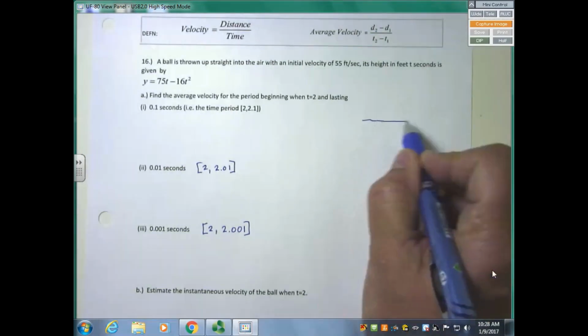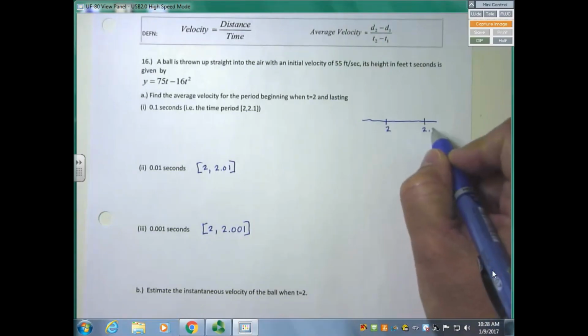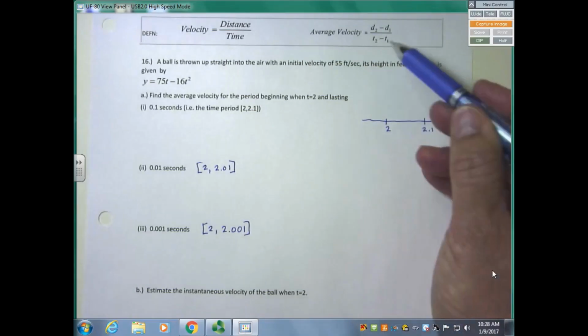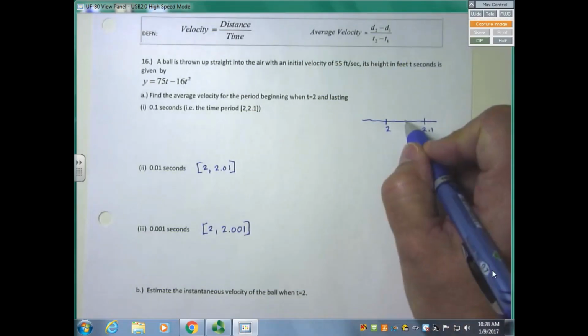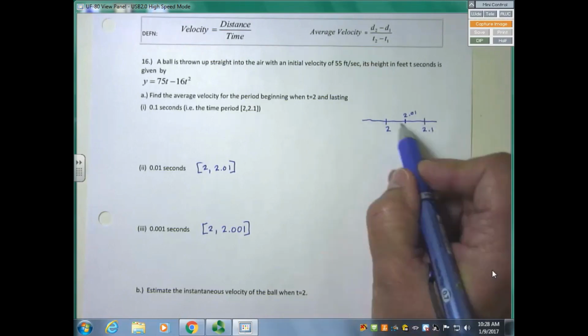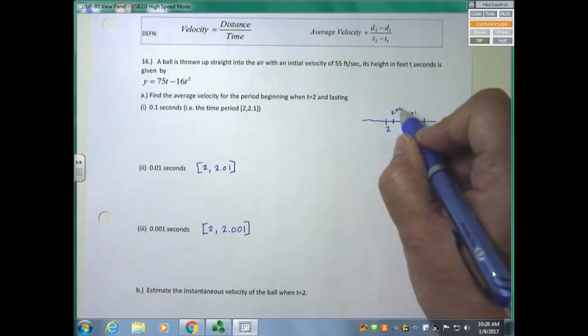So that's a limit problem. So here's 2. So let's say this is 2.1. Okay, so we're going to find that velocity just using the slope formula. But then we're going to do 2.01. So that's going to be a little bit closer. So our interval is getting a little bit closer. And then we're going to do 2.001.